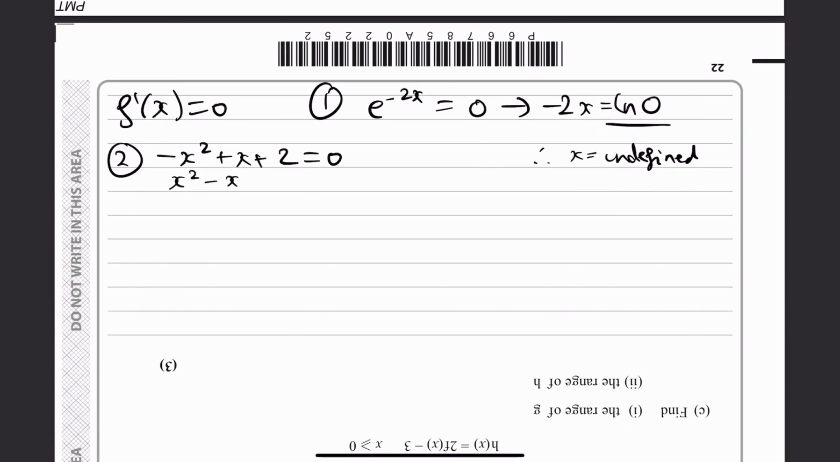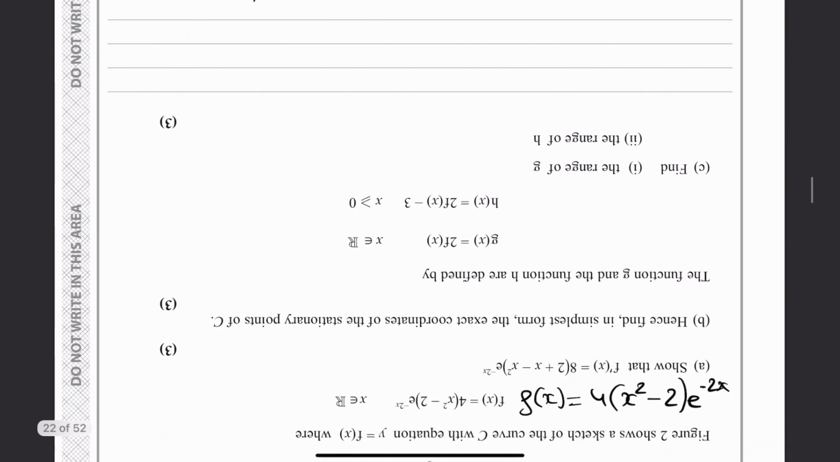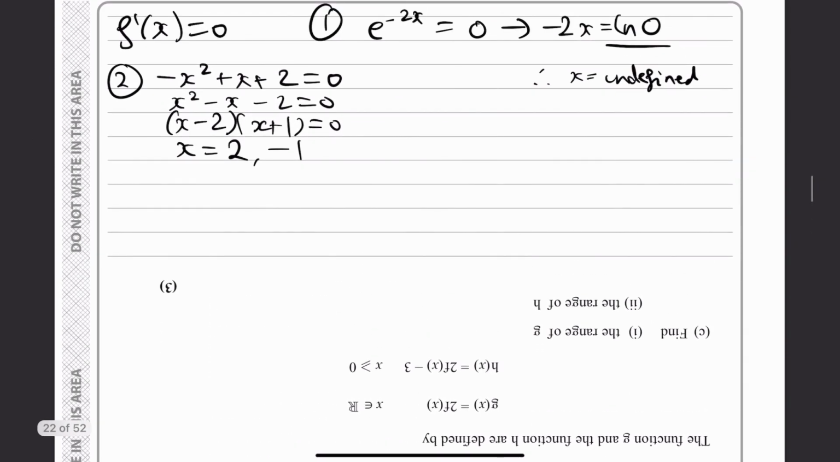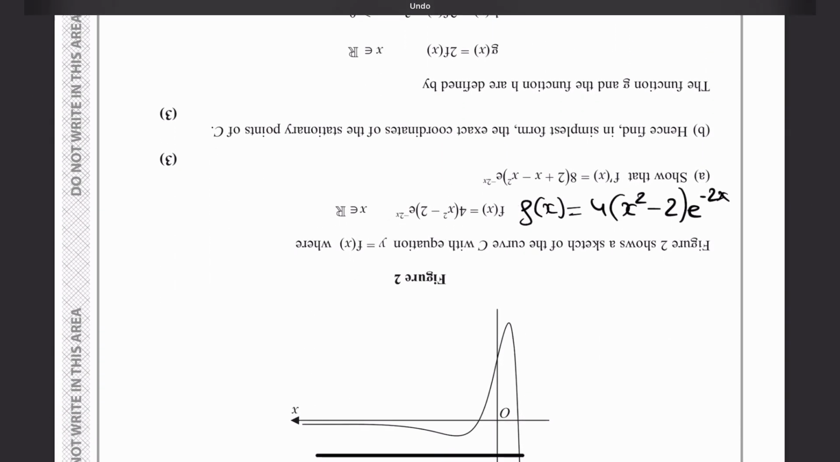x squared minus x minus 2 equals 0. I think you can factor that. Yeah, (x minus 2)(x plus 1) equals 0. So these are our two x-coordinates. Does it want the coordinate or just the x coordinate? Find the exact coordinates. Okay, it does want the coordinate. Of course it does. So we have our x, and we can just plug this into this equation over here.